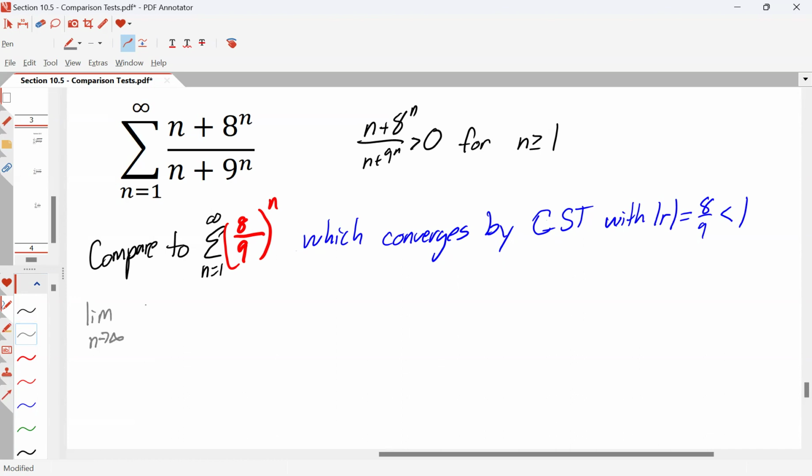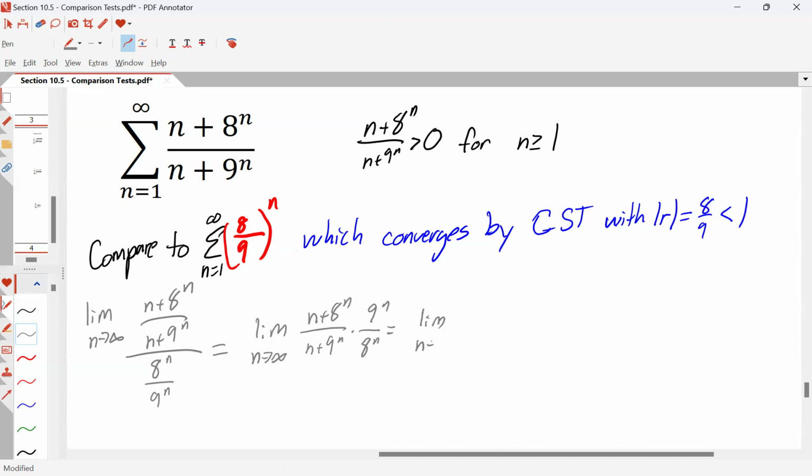Limit as n goes to infinity of n plus 8 to the n over n plus 9 to the n, all over 8 to the n over 9 to the n. Keep change flip. N plus 8 to the n over n plus 9 to the n times 9 to the n over 8 to the n. Multiplying everything in, we have 9 to the n times n plus 8 to the n, or 72 to the n, 8 times 9, all over 8 to the n times n plus 72 to the n.